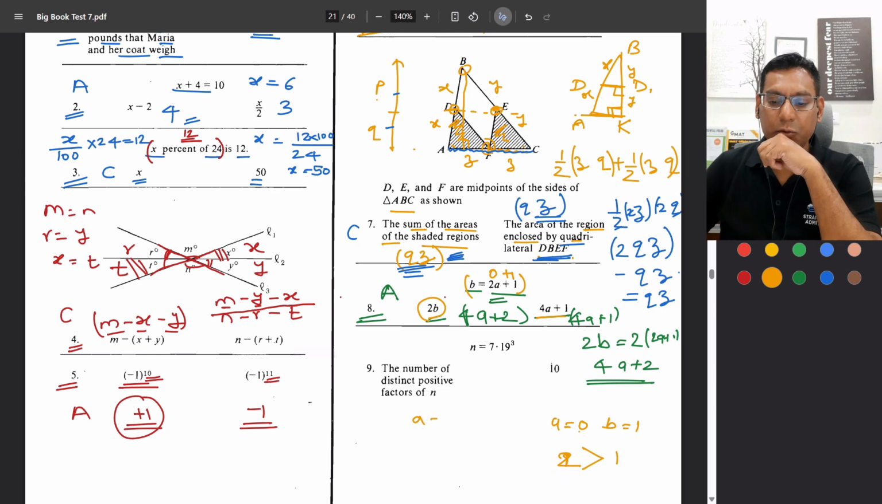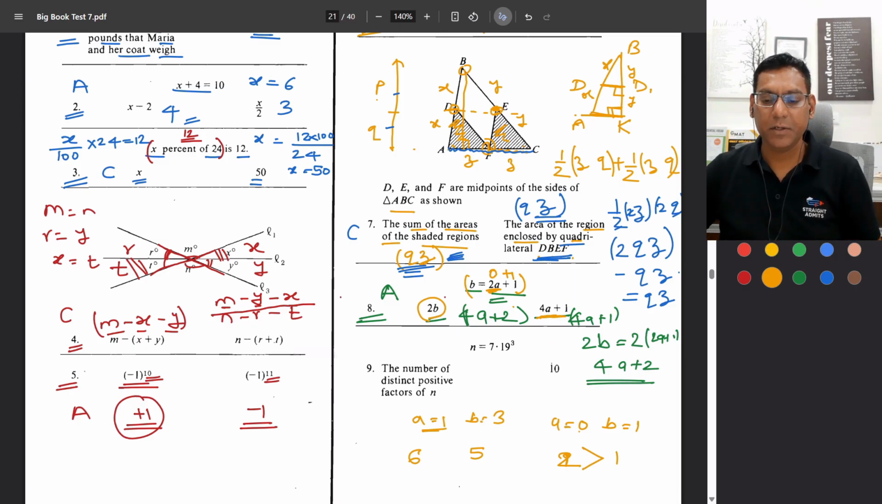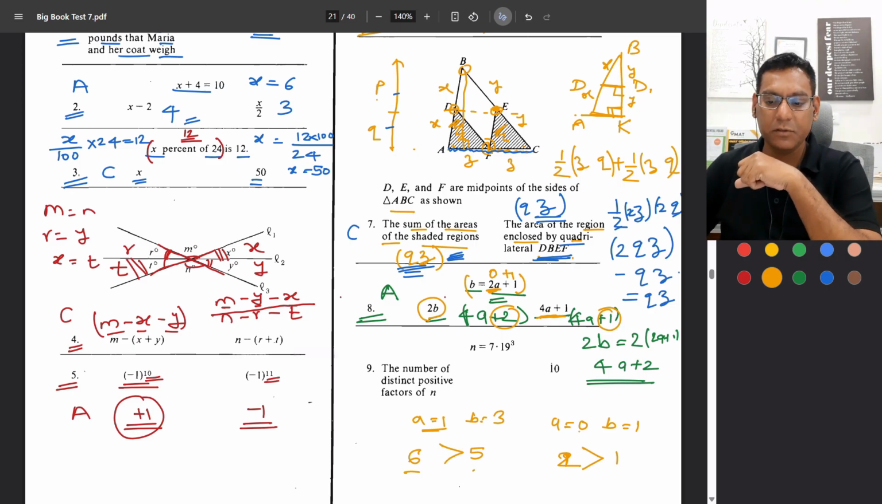Okay, let me take some positive number. Let's say A is equal to 1. So this is going to be 2 plus 1, B is going to be 3. 2B is going to be 6. 4A plus 1 is going to be 5. So again, as we mentioned earlier, this quantity is going to be bigger than this by only 1 unit. So here also there is a difference of 1 unit.